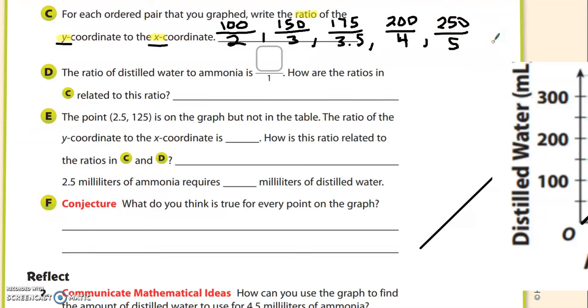Now there's a reason why we're going to write it like that. We'll get to that in just a minute. Question D reads, the ratio of distilled water to ammonia is blank to 1. Well, we knew that from even the previous page. It's 50 to 1. It says, how are the ratios in C, all these answers we just got, related to this? Well, let's just go look at those. This one, how is that related to 50 to 1? How is this one related to 50 to 1? I hope you're thinking that they are equivalent. That's the word that should pop into your brain. They are equivalent. They're all equivalent.